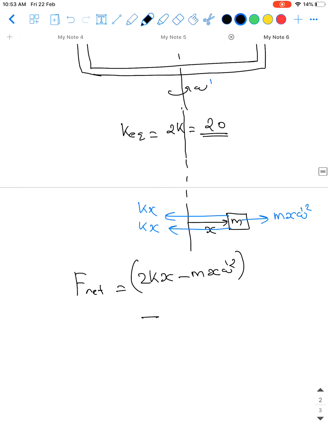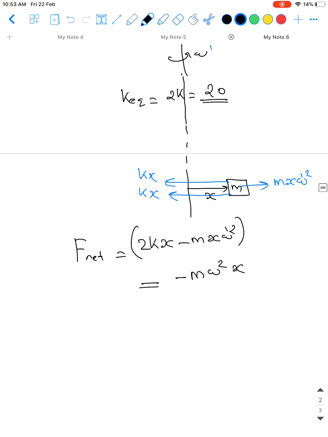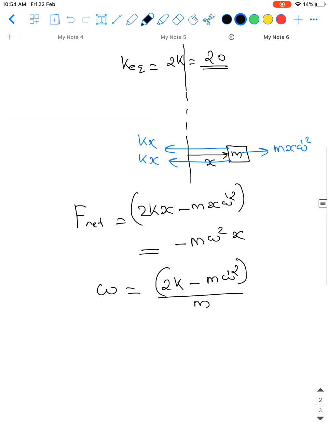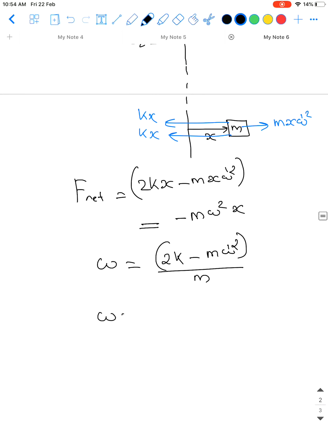Now for the calculation of time period, we can just equate that to the general equation minus m omega square into x. Here this omega is angular frequency and omega dash is angular velocity. So we can find out the value of this omega, that is equal to 2k minus m omega dash square, divided by m, or you can write the value of omega will be equal to nothing but the square root of 2k divided by m minus omega dash square.